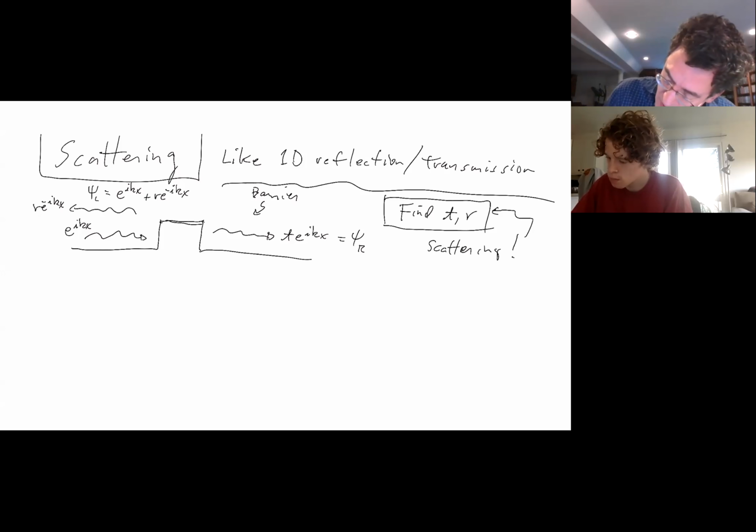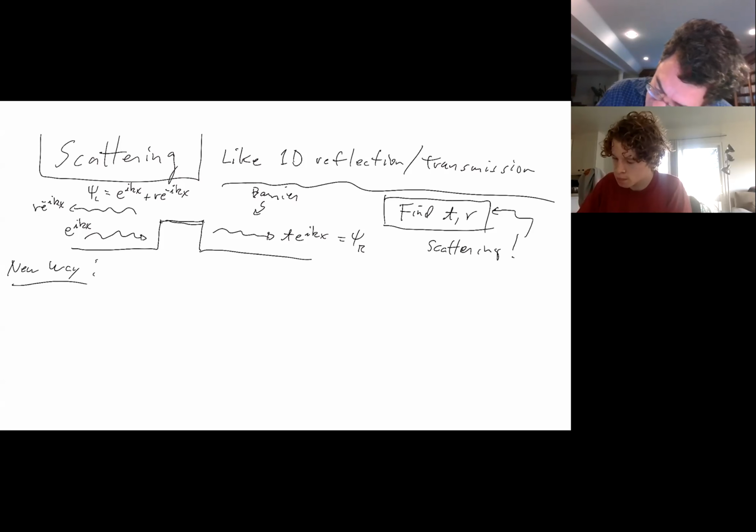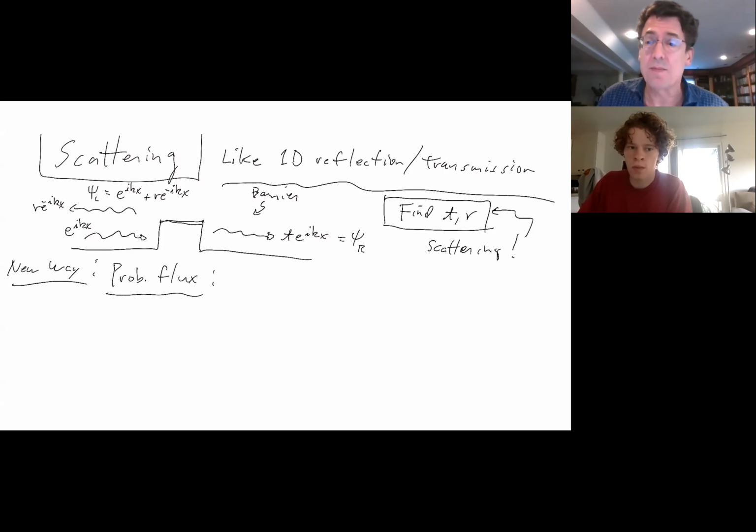But that's what you did last time, and now I want you to think about it in a new way: in terms of probability flux. Probability flux is not a new concept. You learned it last semester, but you probably promptly forgot about it, because in first semester quantum mechanics, probability flux is just a cute little nuance, a weird little thing you learn, and it's not really good for anything, at least in my opinion. But in scattering theory, it's really important.